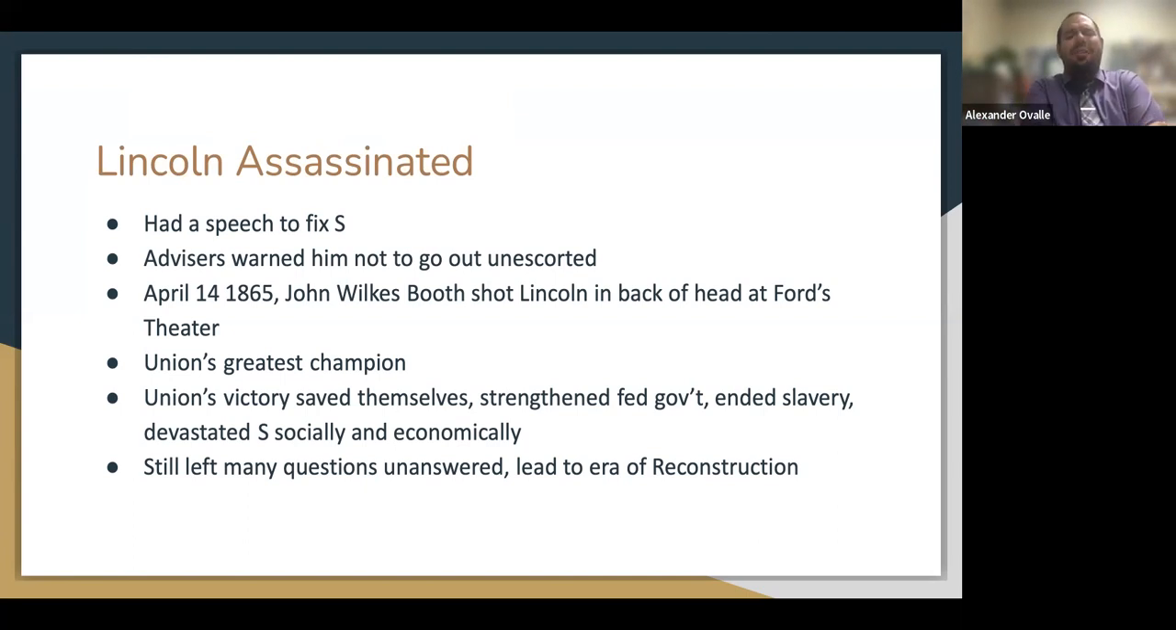Lincoln is the Union's greatest champion. The Union, in the end, the victory saved themselves. It strengthened the federal government. It ended slavery, and it devastated the South socially and economically. However, it still left many questions unanswered, which will lead to our next topic, Reconstruction.